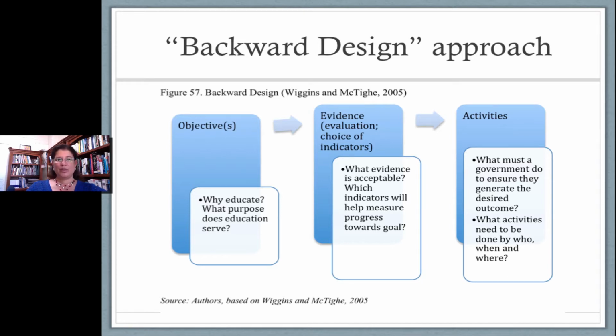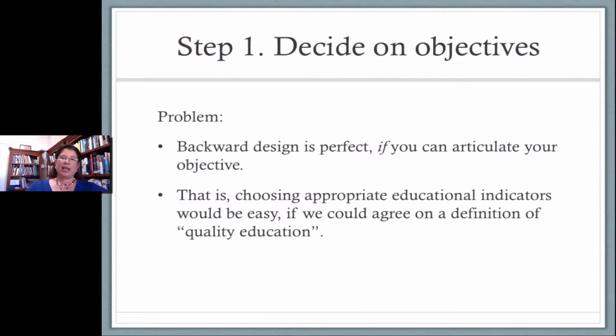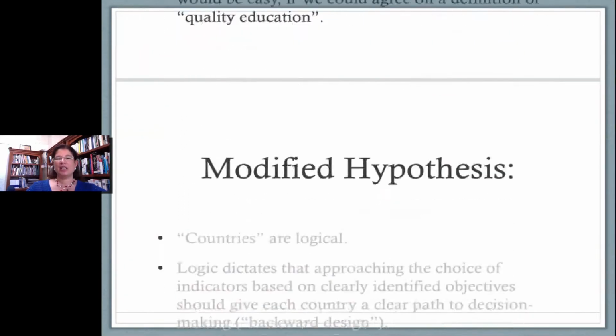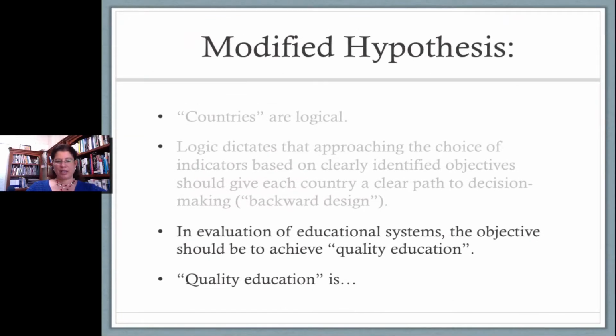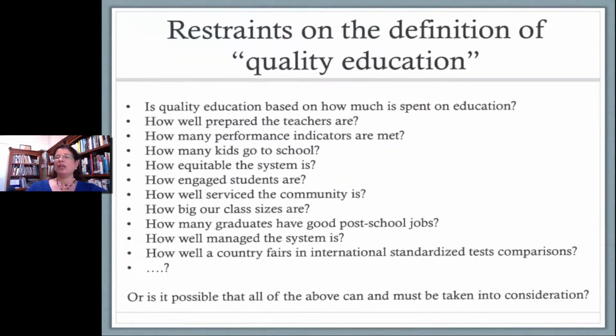Once you know what you're aiming towards, then you choose the indicators that surround those particular objectives. So if we have to decide the objectives, this would be a perfect model if we could actually articulate what quality education means. Because everybody is striving towards quality education, but very few people find it easy to articulate what it is that they actually want out of quality education. So one of the first steps in our paper was to review definitions of what quality education is. And you get a myriad of responses.